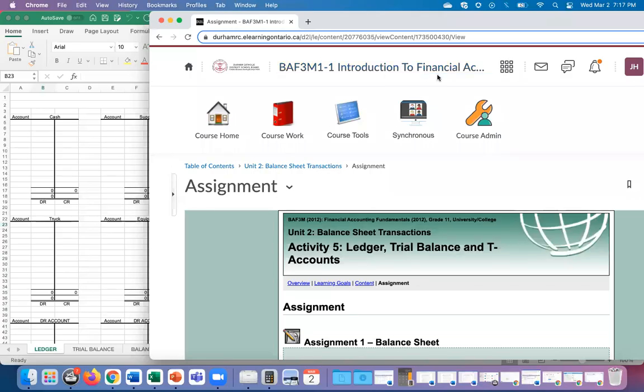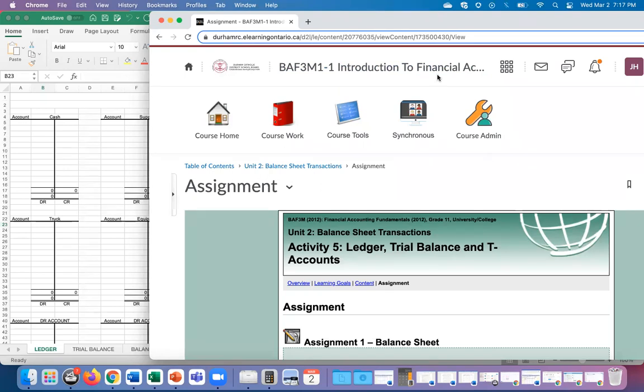Okay, the purpose of this video is to show you how to do Unit 2, Activity 5, which introduces you to the ledger, trial balance, and T accounts. This is a multi-stepped assignment, so it'll probably take you a little while to do, especially since this is your first shot at using these specific types of spreadsheets or financial statements, I guess you would call them.